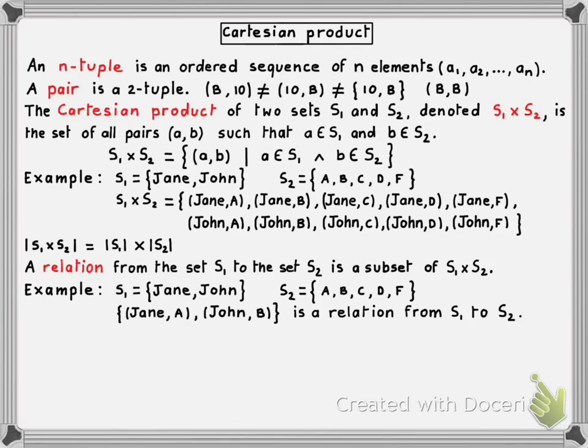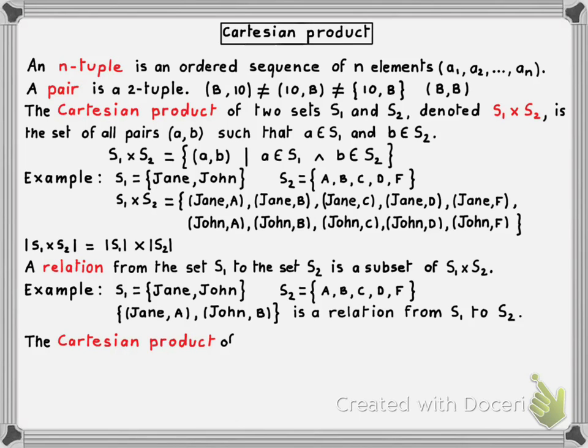So, this is a formal definition, but what is a relation from S1 to S2? It's basically a mapping from the elements of the first set to the elements of the second set. For example, you could think of this relation as the grades for the students in a class. So the grade of Jane is A, the grade of John is B. That's an example of a relation from the set of students to the set of grades.